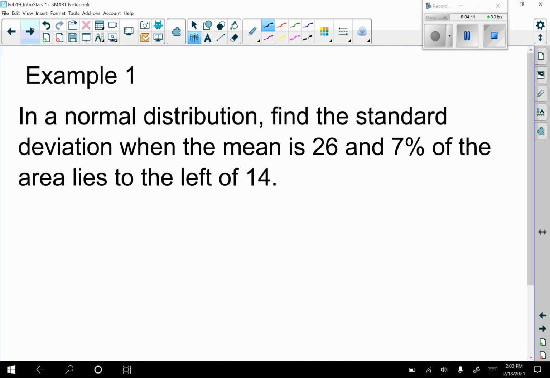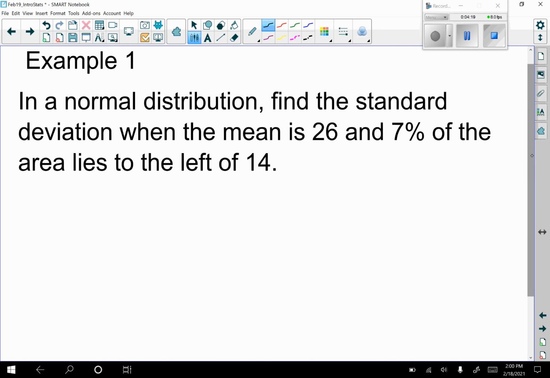Let's take a look at our first example. Go ahead and pause the video to copy this down. So it says, in a normal distribution, we want to find the standard deviation when the mean is 26 and 7% of the area lies to the left of 14. Sometimes making a sketch is going to be helpful for when it comes time to figure out what's given and what's missing, and what kind of z value we can expect to get here.